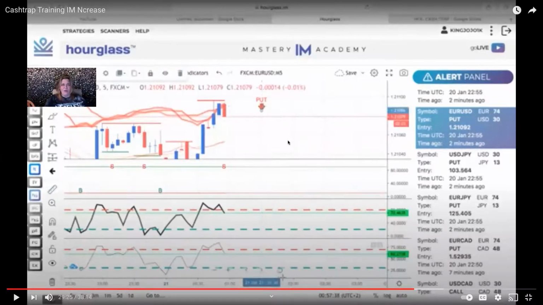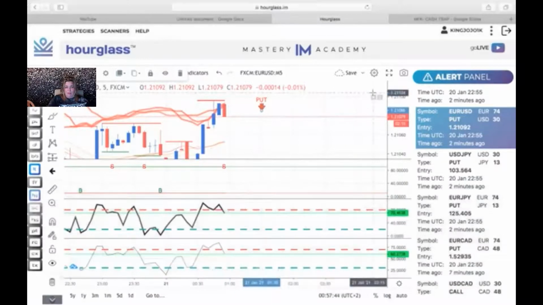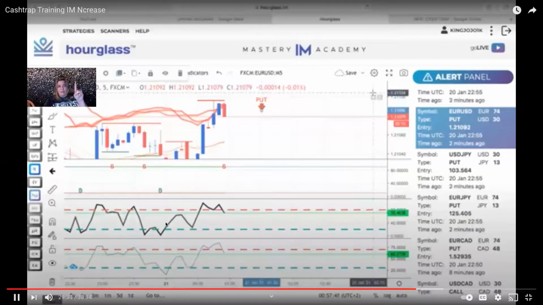Y'all count that up right quick and tell me in the chat how many points you see right there. It was a put. The Bollinger Band. How many points do y'all see? Waiting for everything to cross. Still got to be patient. It's a put. We got about 2 minutes.